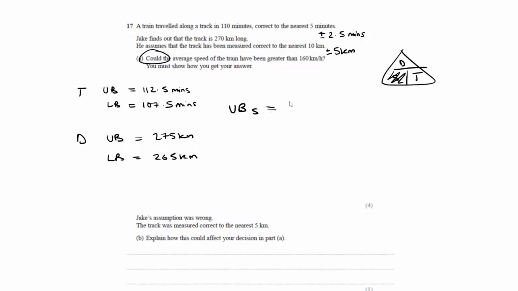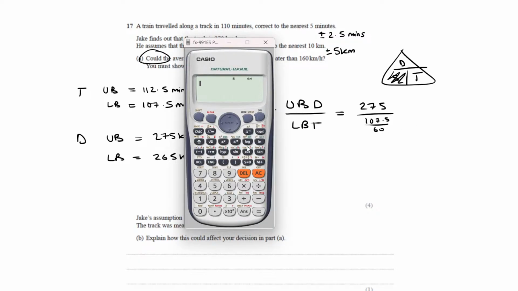How do we get the biggest possible speed? Well, I need to divide the biggest possible distance by the smallest possible time, don't I? So the biggest distance is 275. Now, as we said, the time we do need to convert into hours. So to convert minutes to hours, we just divide by 60, don't we? So I'm going to use the 107.5, and you can just put that over 60 to make it into hours. So 275 divided by 107.5 over 60.